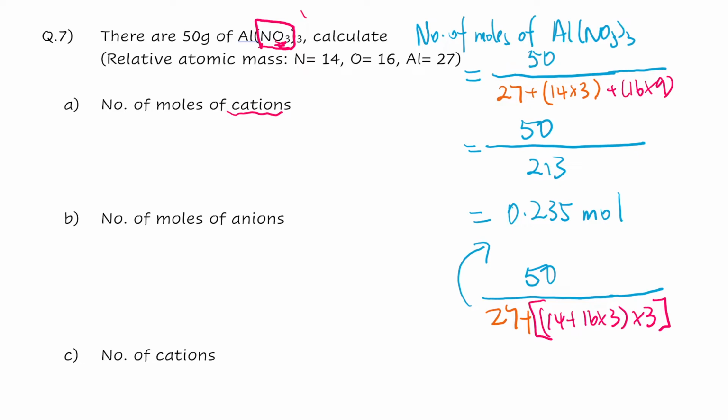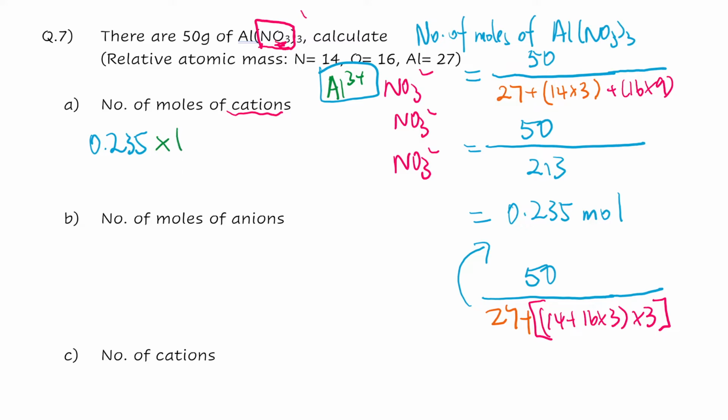Okay, now let's do our question. Number of moles of cations. Now, how many cations do we have? Originally, as I said, I have 1 aluminum ion and there were 3 nitrate ions. So here, I'm going to go ahead to find the number of moles of cations. That means they're asking me to find the number of moles of aluminum ions, and I only have 1 of them. So I'm going to take the number of moles of the whole compound and times it by 1. And that will be my answer. So it's still 0.235 mole.